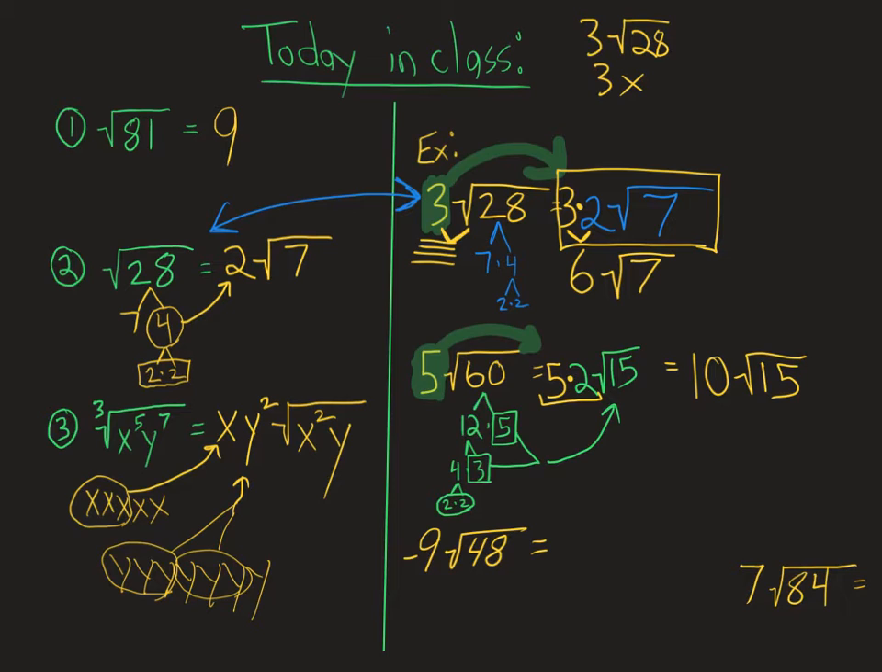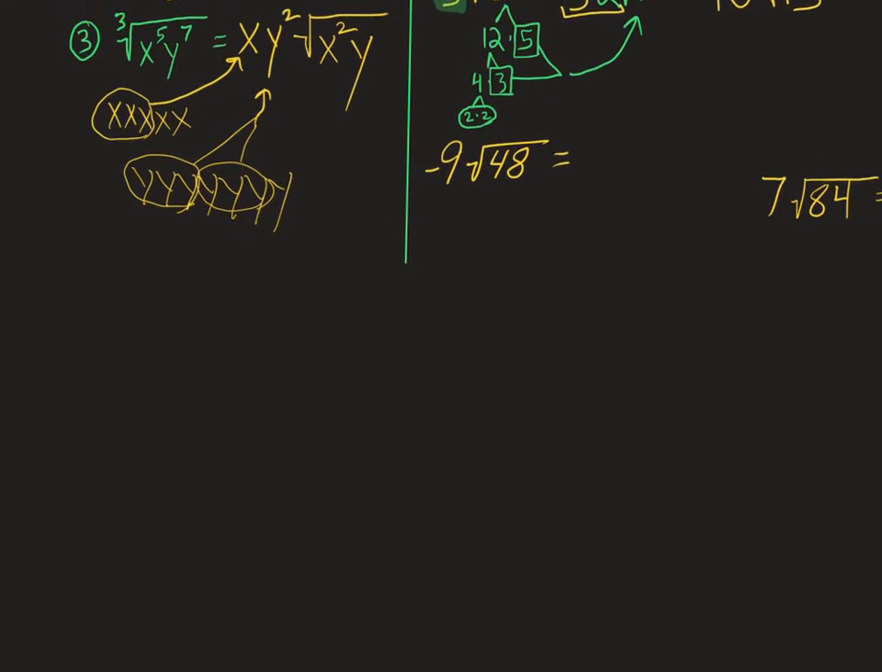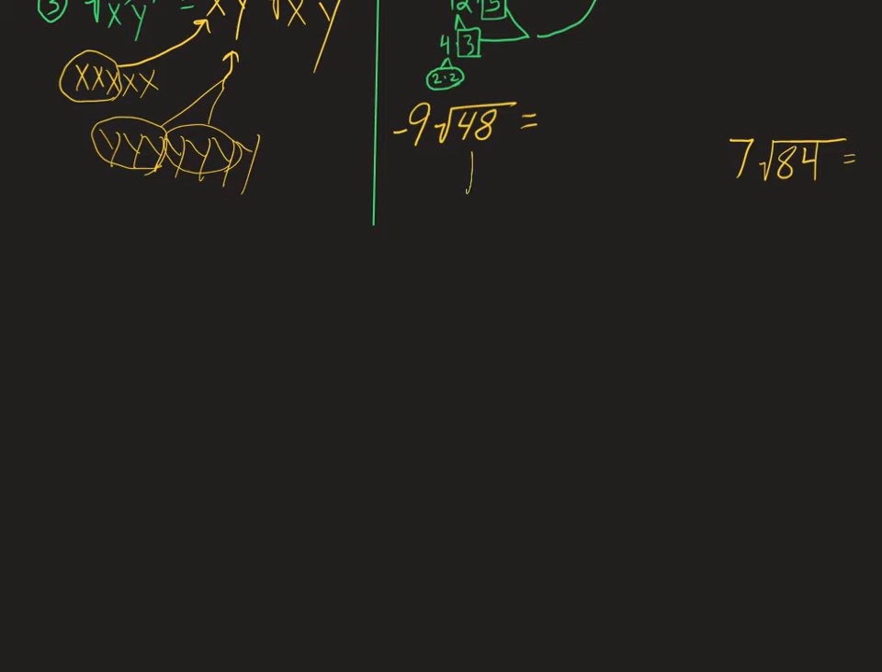If there already is a coefficient out front, you can now multiply that with any values you're able to pull out. Let's just do it a couple more times to make sure you guys are getting it. My 48, I just look at it as a 6 and an 8. The 8 is a 4 and a 2. 6 is a 3 and a 2. So those are all my factors, I'm just looking for any pairs.